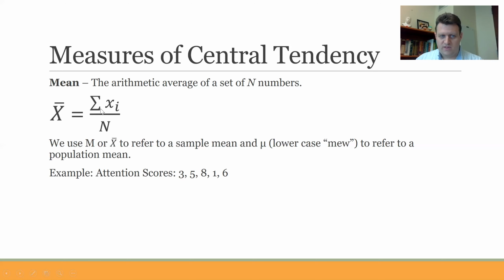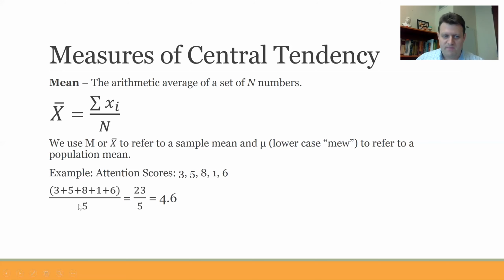Well, first thing that we're going to do is we're going to add all of those numbers up. We're going to add 3, 5, 8, 1, and 6 all up. Okay, that would be 8 plus 8, 16, plus 7 would be 23. I think I've got the math right here. Boom. There we go. And we're going to divide it by n. There are 5 numbers here. There are 5 subjects that we have, so n is equal to 5.